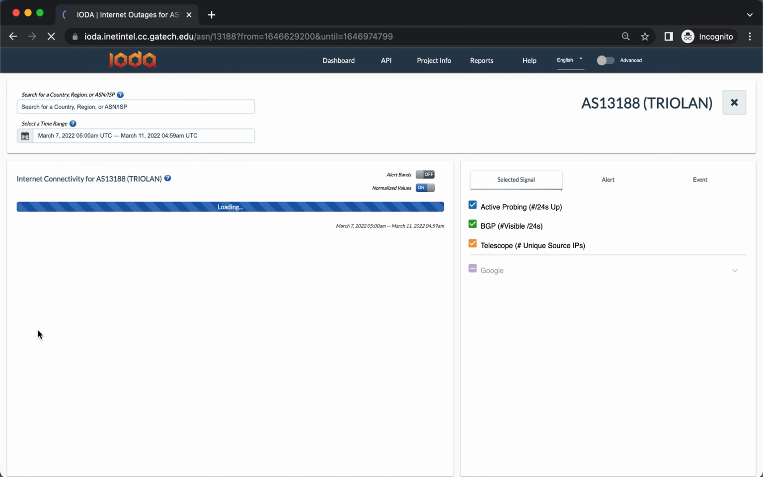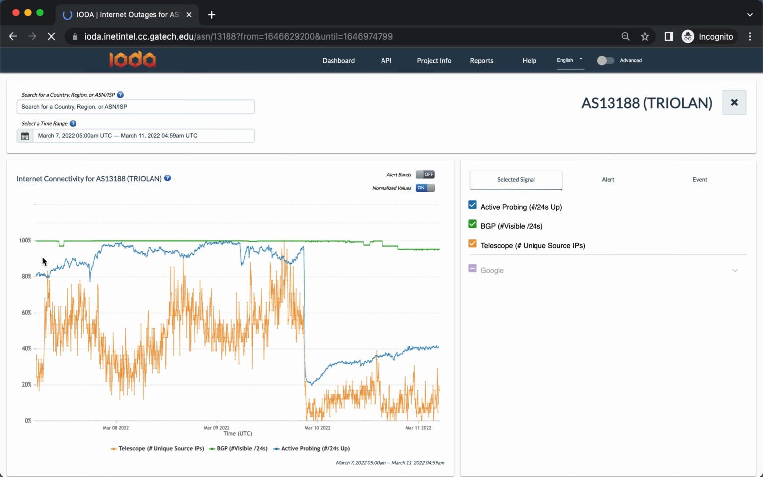It is a good idea to always try and look for time before an outage just to see what's normal behavior of this signal. Because you may see some signals just naturally go up and down. Specifically, active probing and telescope will do this. As people go to bed at night, they will turn off some machines and it will naturally cause active probing and telescope to go down. But BGP should always remain pretty constant.